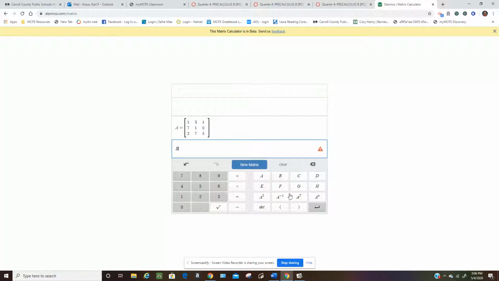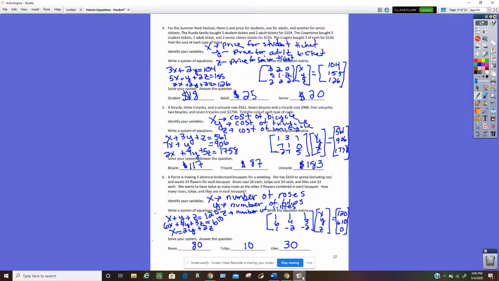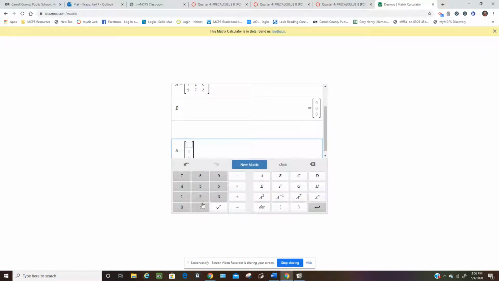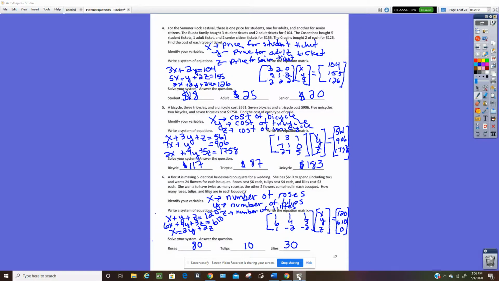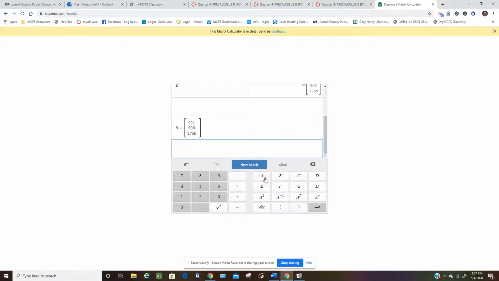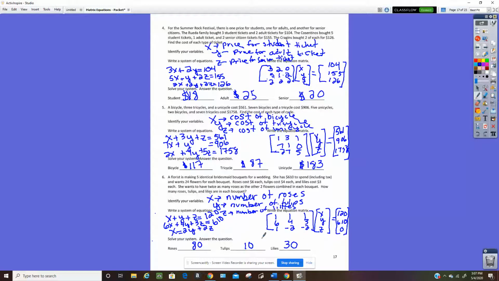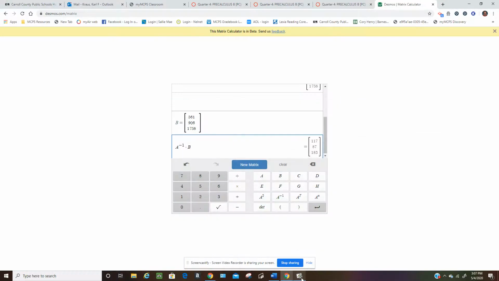And then matrix B, whoops, I'm going to do new matrix, which is a 3x1. And it's going to be matrix B, 561, 906, and 1758. And I want to do A inverse times B, and I get 117, 87, 183. And those are right here. 117 for the bicycle, 87 for the tricycle, and 183 for the unicycle.